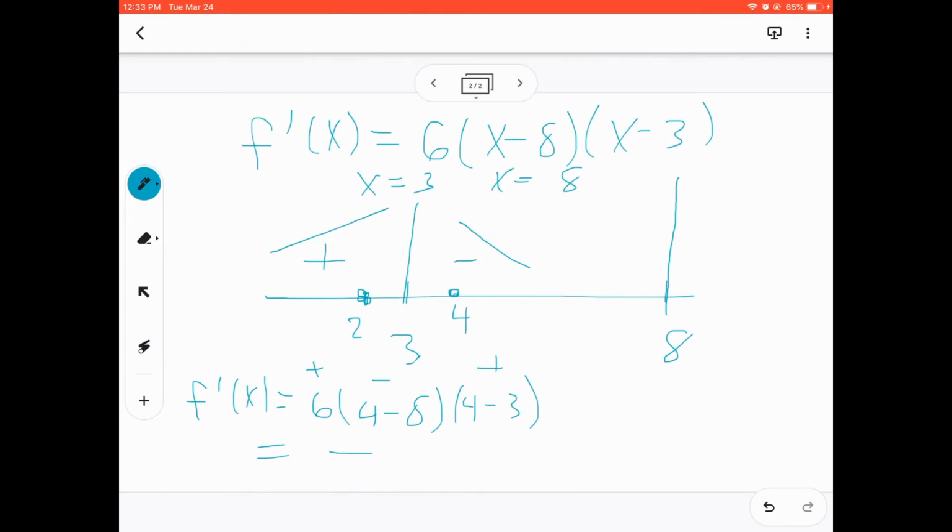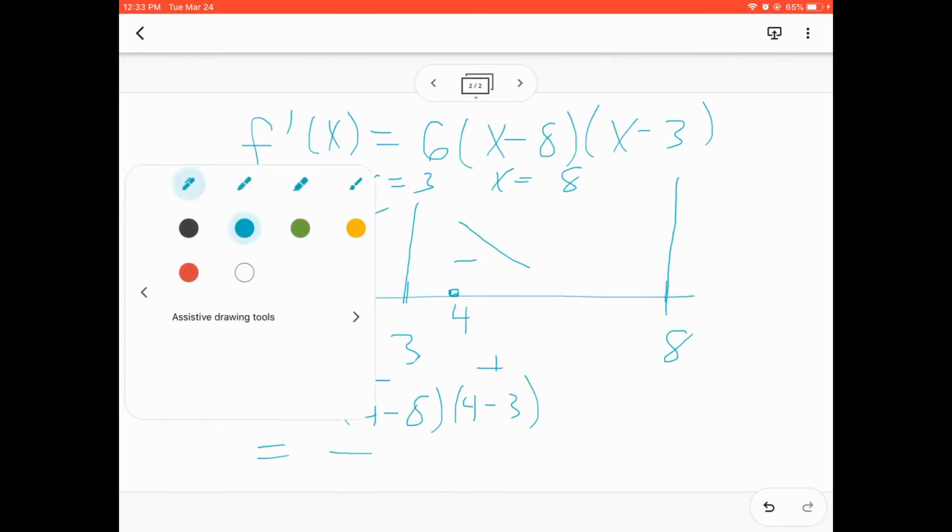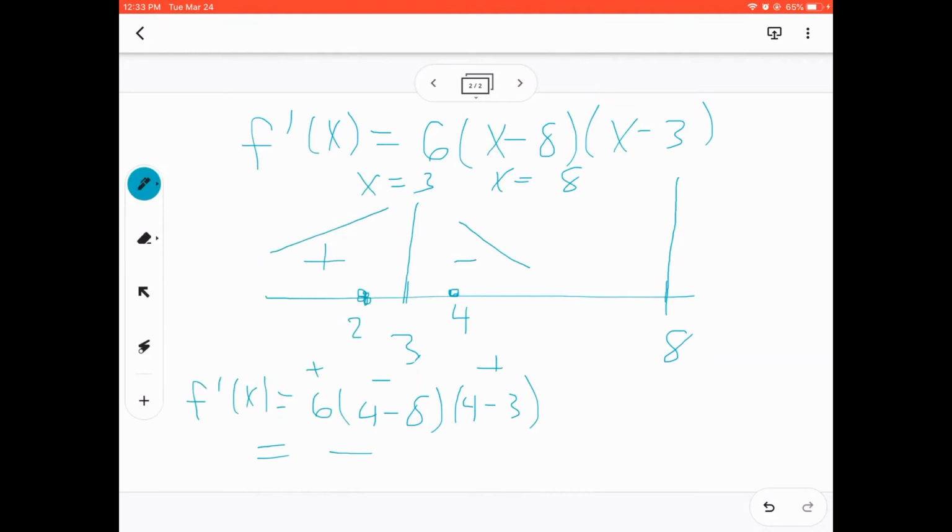And now we just have to focus on 8. Now notice we already tested to the left of 8 by picking 4. So let's just test to the right. Let's pick 9. And we'll try it again. 6, 9 minus 8, 9 minus 3. It's positive, positive, and positive, which equals positive. So we have positive values to the right of 8, or positive slopes.